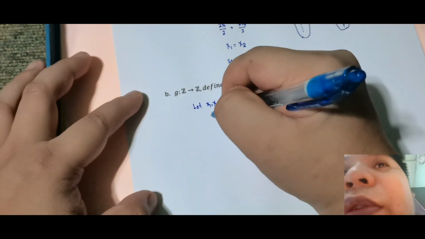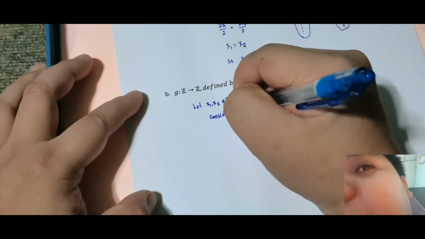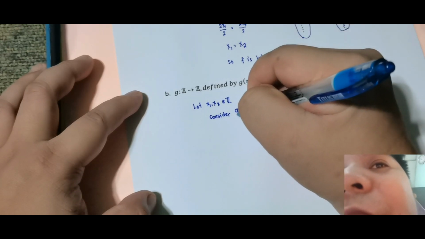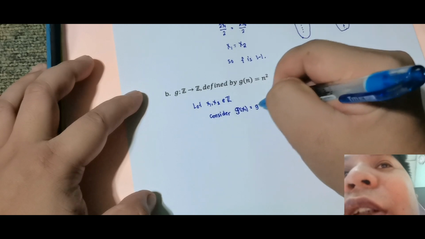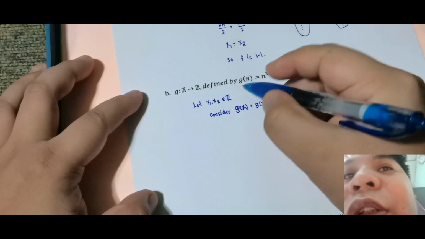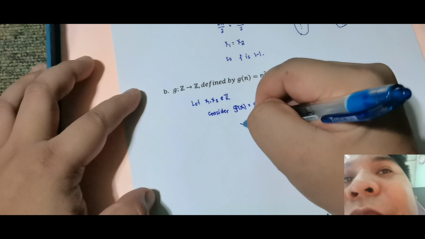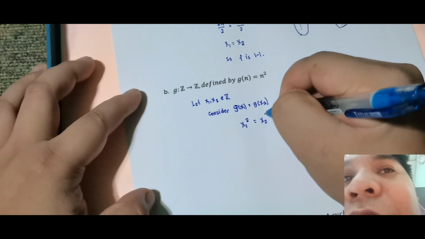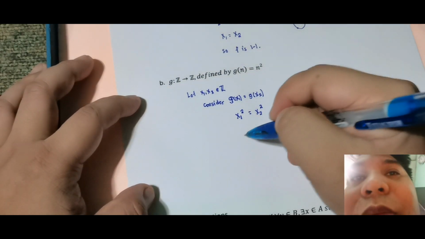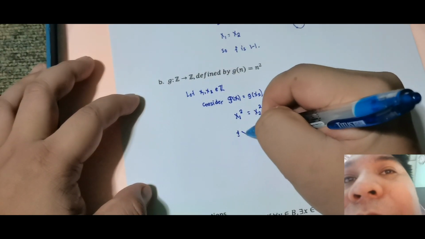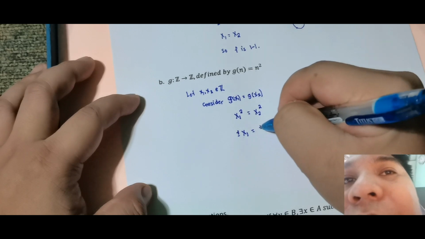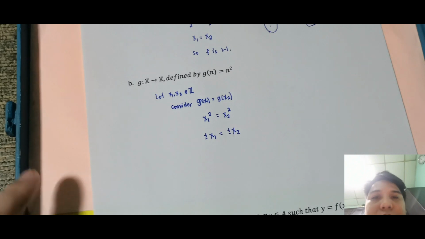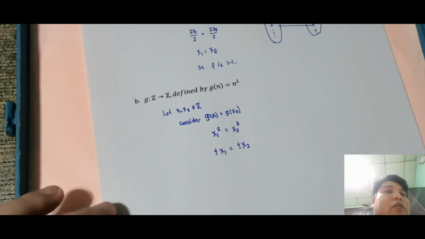So consider natin si g of x sub 1. G of x sub 1 is equal to g of x sub 2. So this implies that x sub 1 squared is equal to x sub 2 squared. So pag tinake natin square root both sides, that is positive and negative x sub 1, positive and negative x sub 2. Okay, ngayon, hindi ko pa i-conclude na equal na. Hindi ko pwede i-conclude dyan.